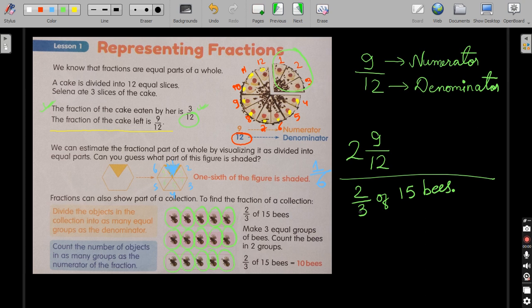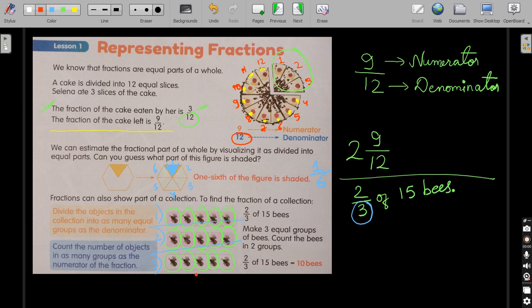First option, diagrammatically if I need to solve. So 2 by 3rd, as I told you, you need to check the denominator part. What is the denominator part, dear students? 3. Means it should be divided into 3 parts. Correct, students? As you are able to see here, they divided into this is your 1, this is your 2, and this down one is your 3. 3 parts already they divided.